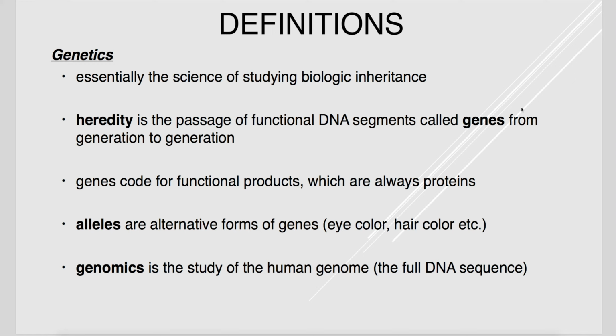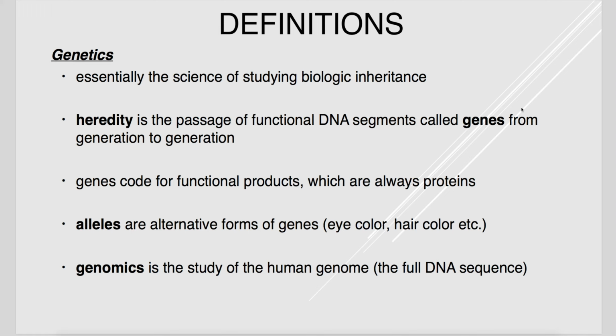And what a gene is, it's a sequence of DNA that codes for a functional product, and that functional product will always be a protein. Now, we have many genes, anywhere from 30 to 50,000 genes, and there are different forms of those genes, and those different forms are called alleles. So, for example, there are different types of eye color and hair color and things like that. So the genes that code for those traits, there are different forms, and those different forms are called alleles.